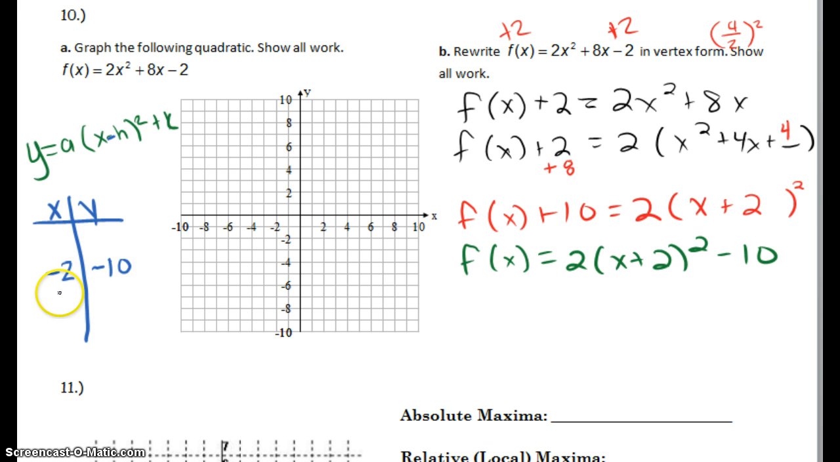I'm going to plug in values that are 2 to the right and 2 to the left of my vertex. So (-2, -10), there it is. So I'm going to plug in 0. That's super easy. So I'll plug it in over here. 0 plus 0 minus 2. I get to copy it over to the -4 because a parabola is symmetric. What happens on the left happens on the right.